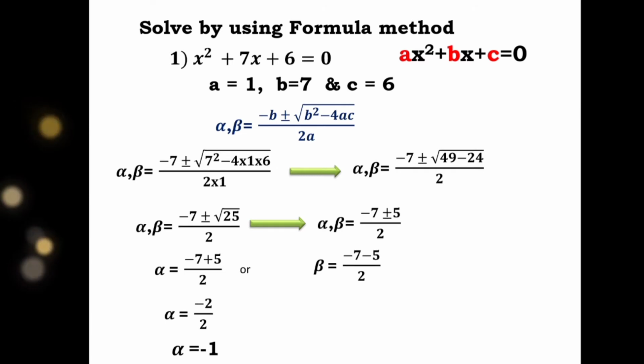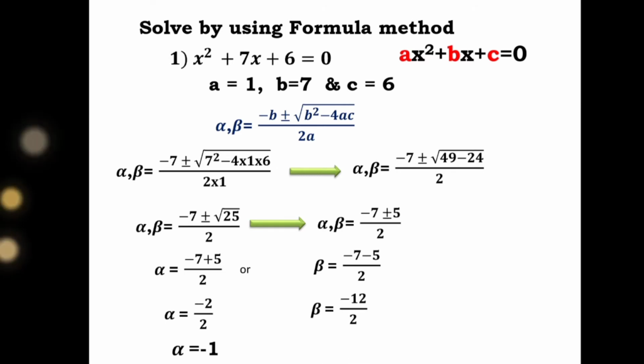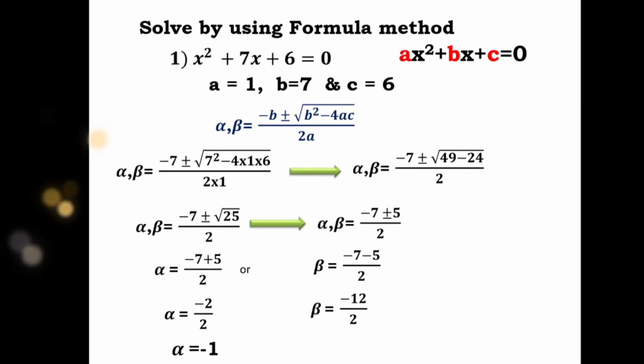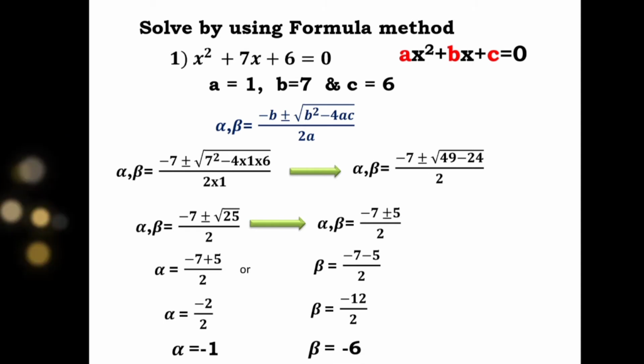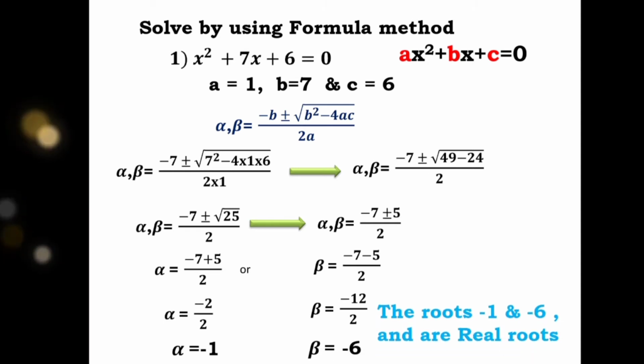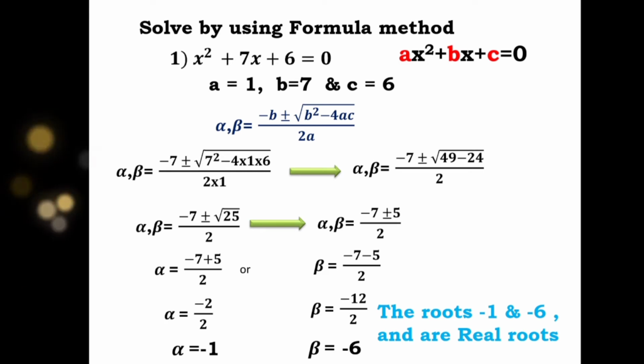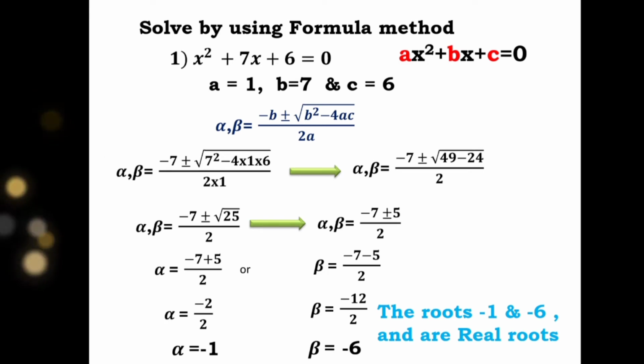You just need to solve this to get the answer. So you get alpha is equal to minus 1. Similarly for beta, minus 7 minus 5 becomes minus 12, divided by 2, which gives you minus 6. Therefore the roots are minus 1 and minus 6, and the roots are real. They are real roots. I hope you understood this first problem. Let's go to the second problem.